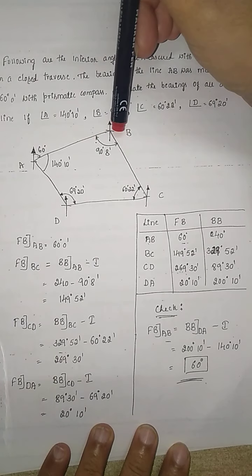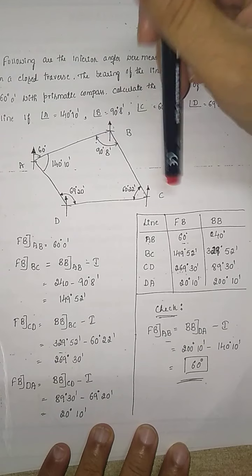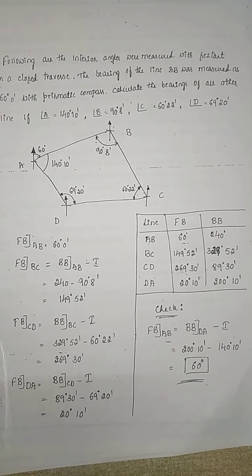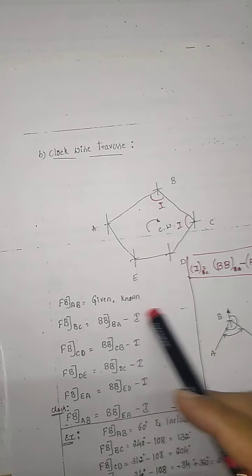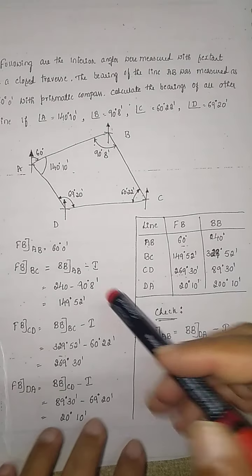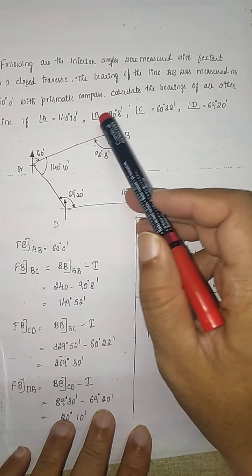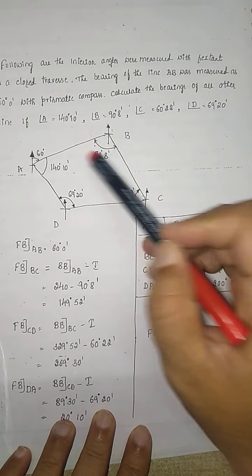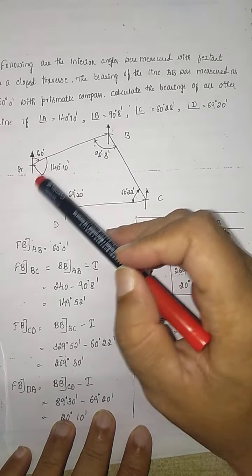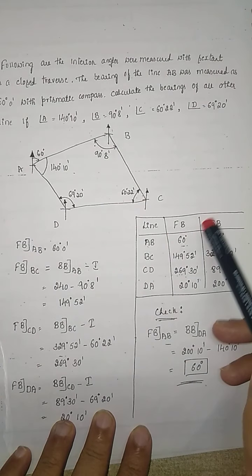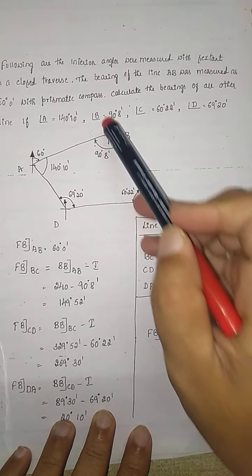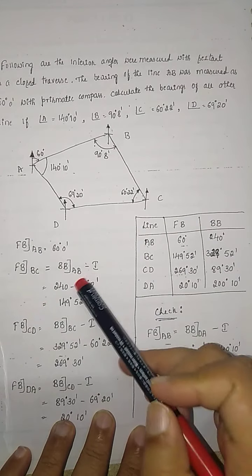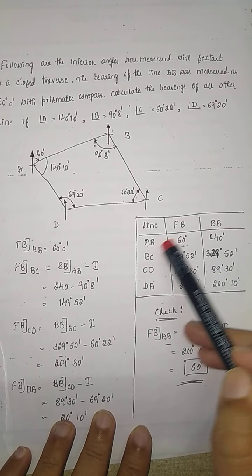Now you can calculate the fore bearing of the line BC. In order to calculate it, I have told you one formula. If it is in the clockwise direction, you are going to take the back bearing minus the included angle. The included angle for the angle B is 90 degrees 8 minutes. The back bearing of the line AB is 240. So 240 minus 90 degrees 8 minutes gives the fore bearing of the line BC as 149 degrees 52 minutes.